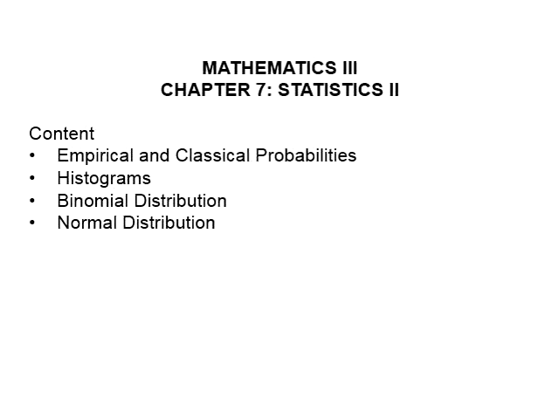Welcome to the course Mathematics 3, Chapter 7, Statistics 2. In these chapters, we're going to discuss four main topics, which are the empirical and classical probability, histogram, binomial distributions, and also normal distributions. Without further ado, we look into the first subtopic, which is the probability.